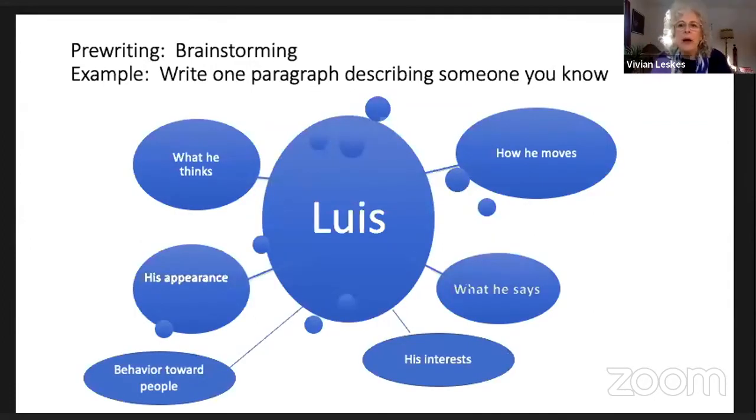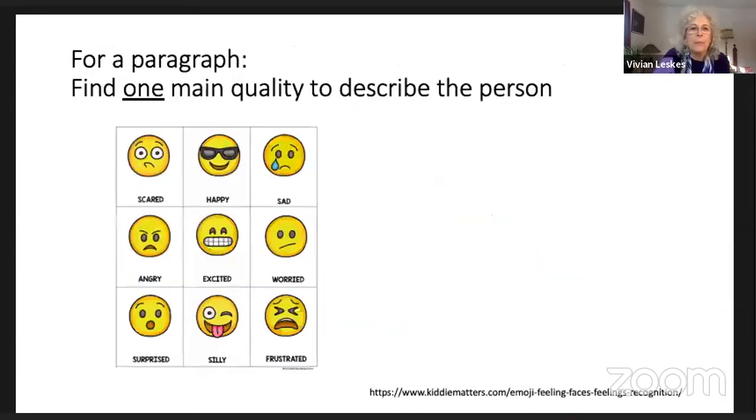Okay, so here's an example of an in-class writing of one paragraph that describes a person in the class. So this was a level 3 out of 5 exercise. So it was to write one paragraph describing someone you know. And this student chose a person named Luis and did brainstorming in this way, made a big circle of Luis in the middle and all the different parts of Luis that she wanted to consider. So she needed to find one main quality to describe the person. It's important to control the content of the paragraph and limit the paragraph to one topic. So students needed to find one quality, one way to describe the person.